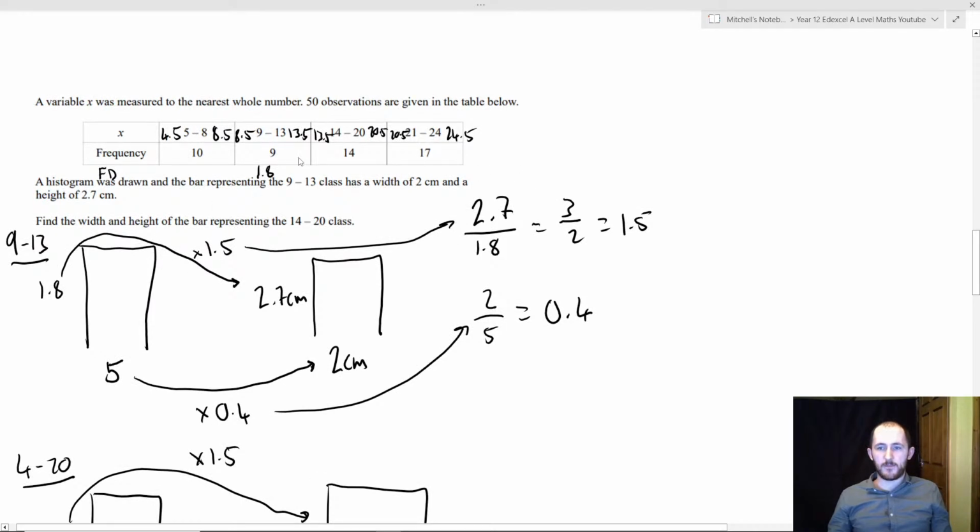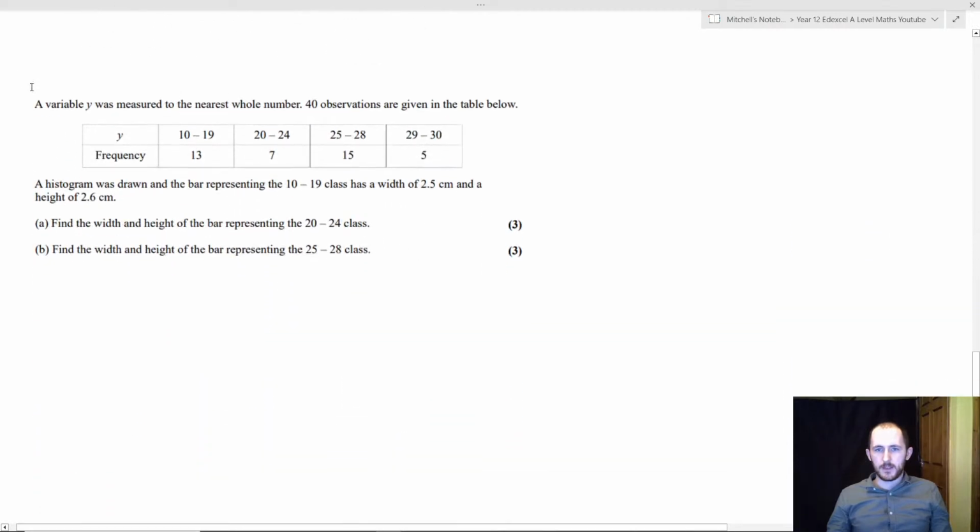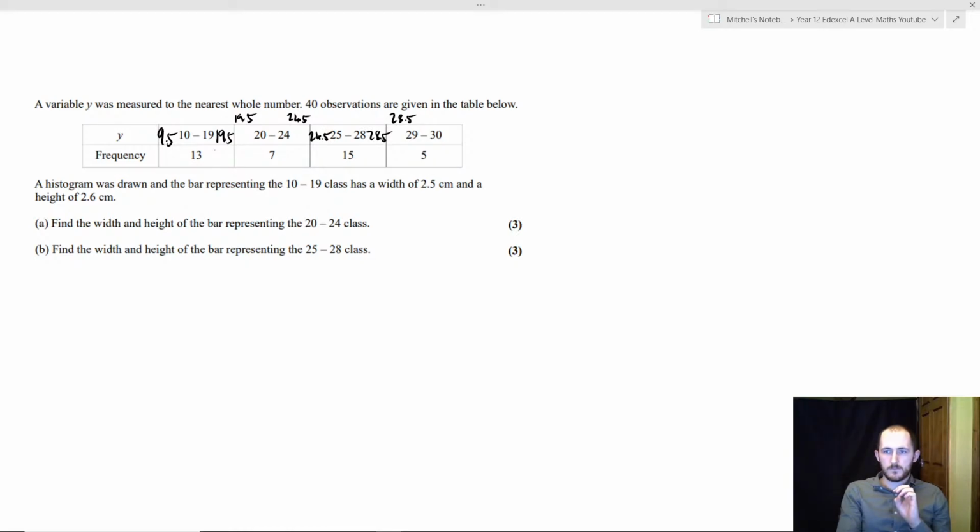Okay? So again, it's a question that they like to ask you quite a bit, and we're going to do another example question on that right now. So again, we have a variable y that is measured to the nearest whole number. So again, what we need to do is go through and add the correct class widths, or the boundaries. There we go, okay.